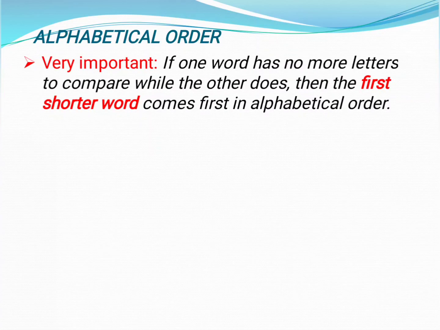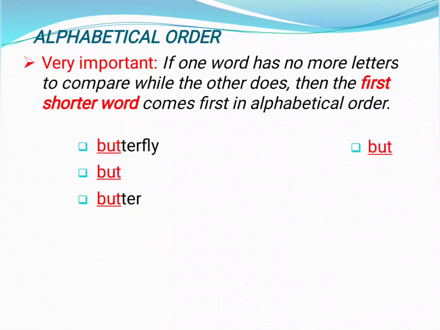But one more important thing which you have to keep in mind is, if one word has no more letters to compare while the other does, then the shorter word comes first in alphabetical order. See, butterfly, but and butter. While arranging these words in alphabetical order, in but, no letter is there at the fourth place to compare with. So, but will come at the first place, then butter and butterfly.